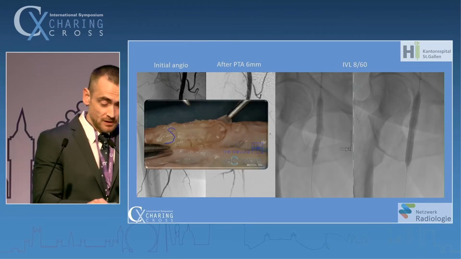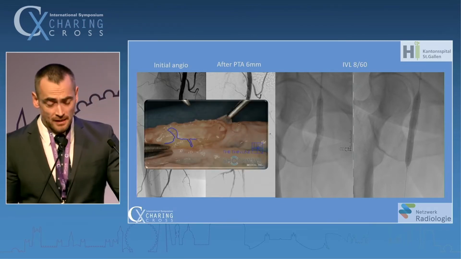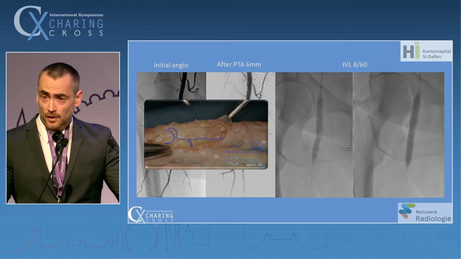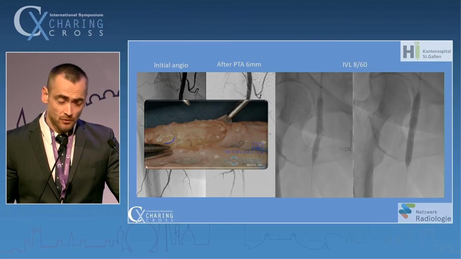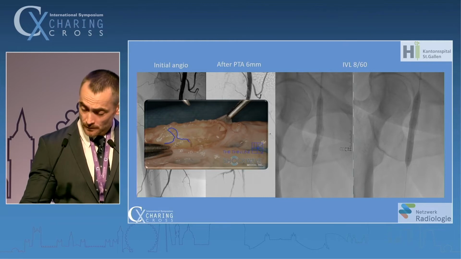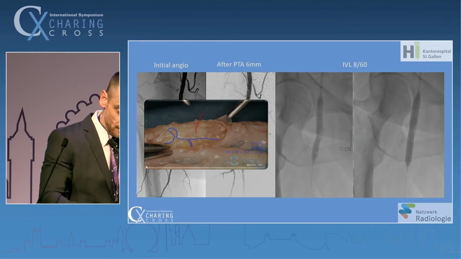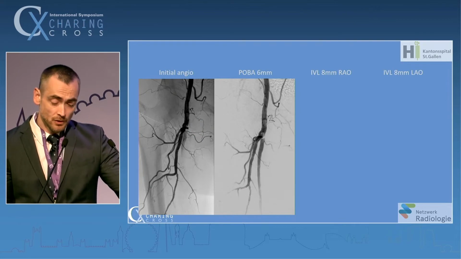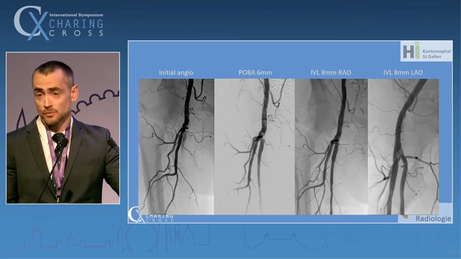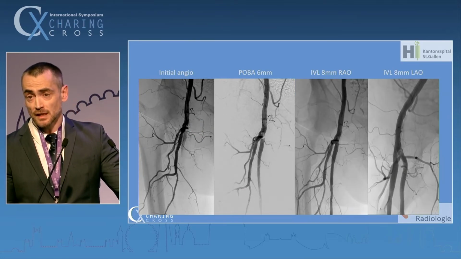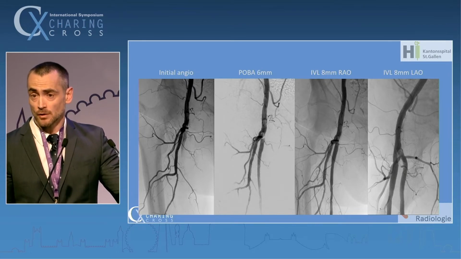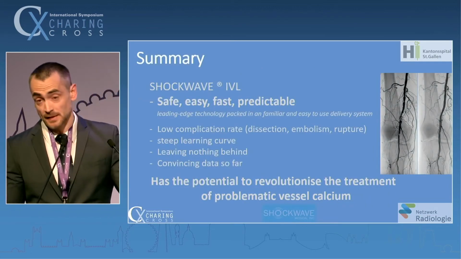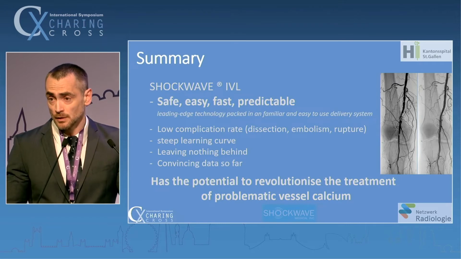And when you see in the cadaveric SFA, in this case, you cause cracks inside the calcium, leaving the rest of the vessel, in this case here, healthy and undamaged. So if you do IVL in this case, you get this result. And you can see the calcium, but it's not flow relevant anymore. IVL is a safe, easy, fast and predictable method.